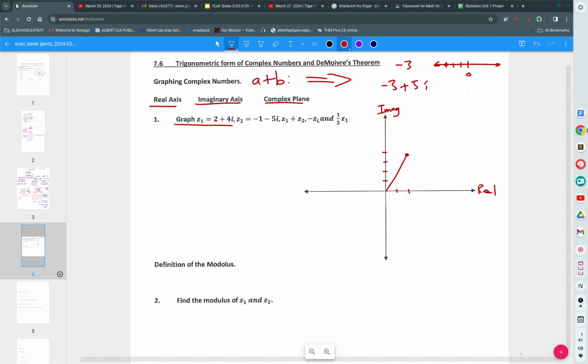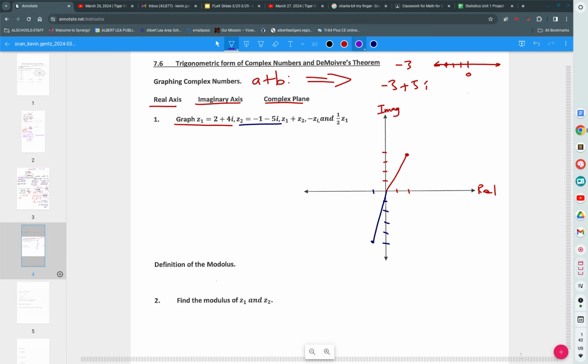No dumb questions today, so please make sure that you ask if you need help. But that's pretty straightforward, right? We're all good there? If we go to z sub 2, notice that z sub 2 is negative 1 minus 5i. So we're going to go back 1 and down 5. And that is the graph of z sub 2. Why did you go back down 5? Because it's negative 1 minus 5i.